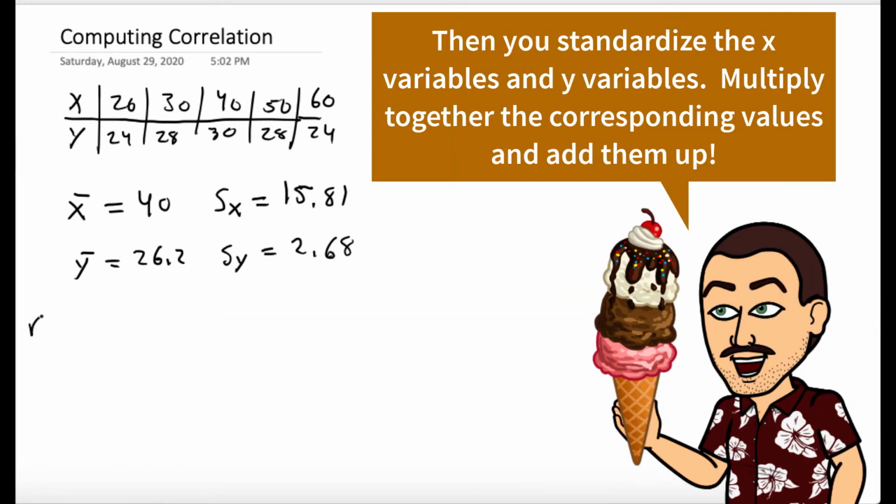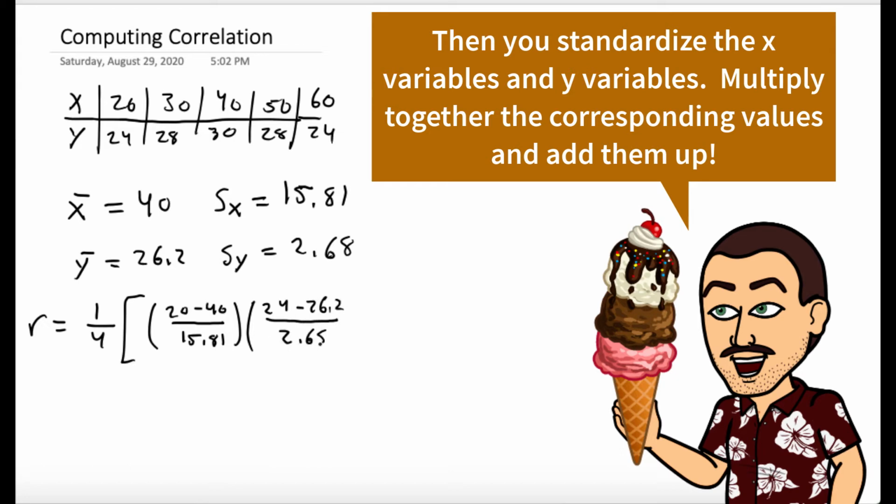And that's all we need. Now we could plug it into our formula. So R is equal to 1 over the number of entries minus 1. So 1/4, the first X value minus the X mean over the X standard deviation times the first Y value minus the Y mean over the Y standard deviation.